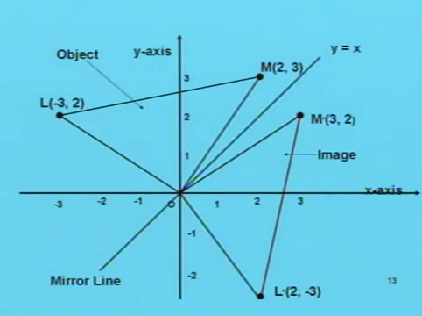Using the same matrix operator on each of the points given will provide us with the coordinates of the image. And when they are plotted on graph paper and drawn, we'll have that image. That is, when we reflect a triangle, we'll get a triangle, and the size of the triangle reflected will be the same as the image.